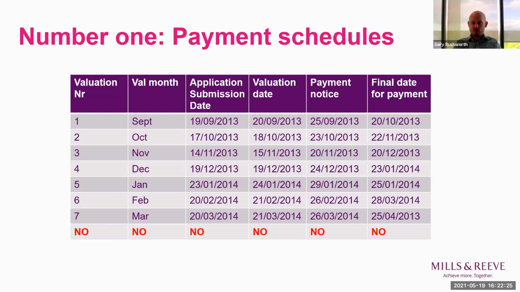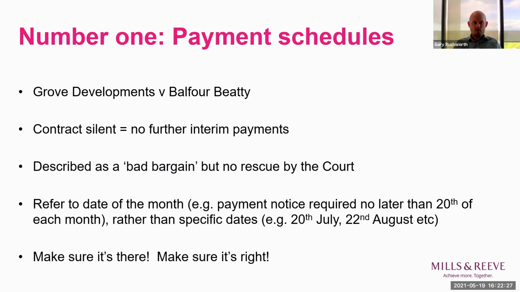Now, Patrick, just next slide, please. Thanks. So one solution that was suggested by the court in Grove was to have a schedule that referred to the date in the month by when each step was to be completed, rather than having a series of specific dates for each of the anticipated interim payments. So, for example, you require payment notices to be served no later than the 20th of each month. And in those circumstances, the entitlement to interim payments should continue regardless of any delay to completion.